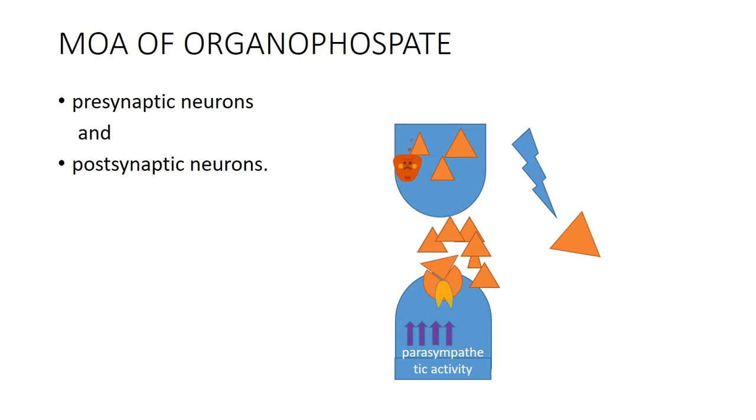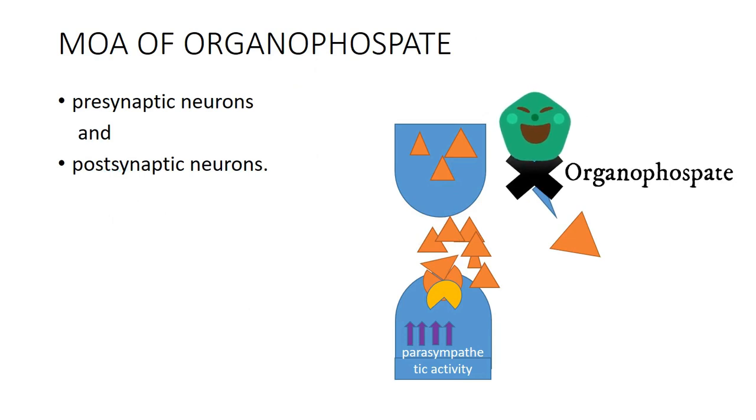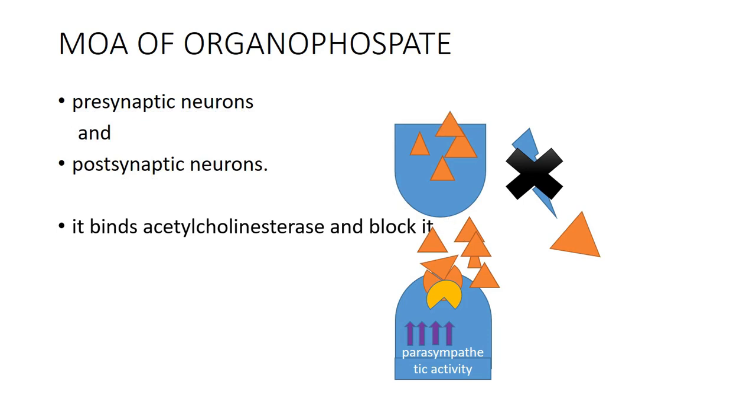So what organophosphates do is block this enzyme, acetylcholinesterase. Initially, organophosphate reversibly binds acetylcholinesterase, and then after a few hours have passed, aging starts taking place, and the binding of organophosphate to the enzyme becomes irreversible. You cannot reverse it. Inhibition of the enzyme results in the accumulation of acetylcholine in the neuromuscular junction, which results in overstimulation and increased parasympathetic activity.